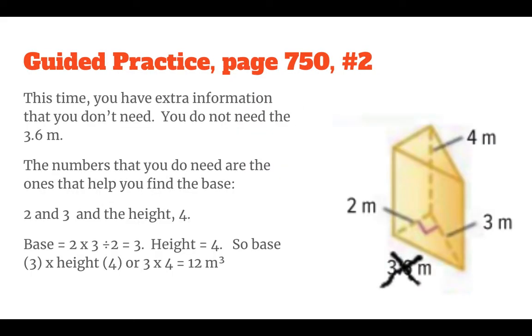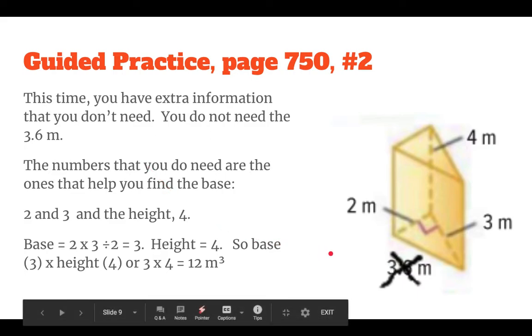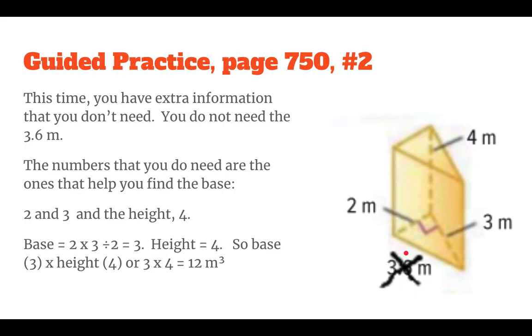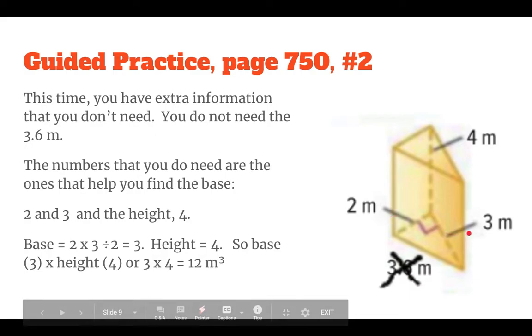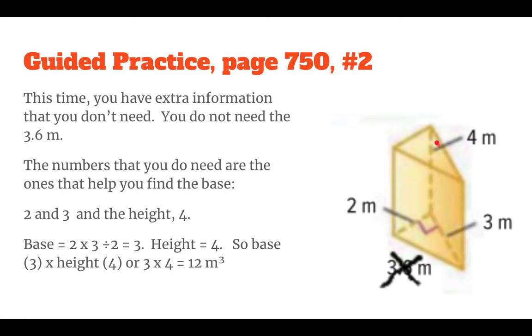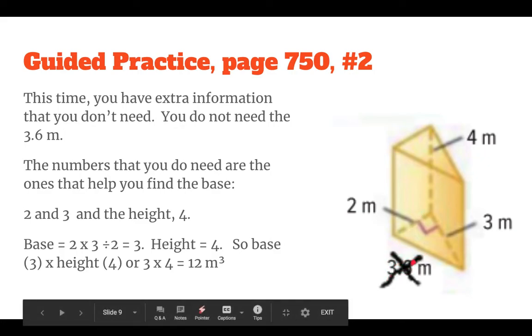Let's try another one. Number 2. Again, I'm on 750 guided practice. This time they give you extra information, so they give you 4 numbers. What I do is I know I need to find the base, which is the area of a triangle. So I look for this little 90-degree box, and I realize here's my triangle. I've got a 2 and a 3. And then if I look for the height, which they're showing you with a dotted line here for the triangular prism, the height is 4. So I realize I don't need this. They're giving you extra information. I need to find the area of the triangle first, and then just times that by the height.